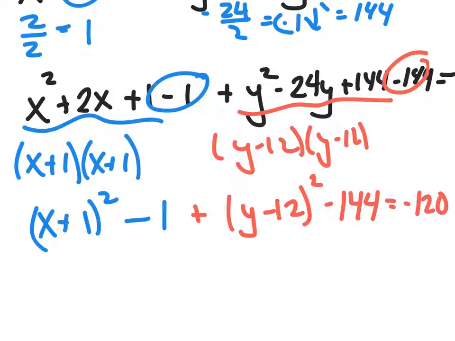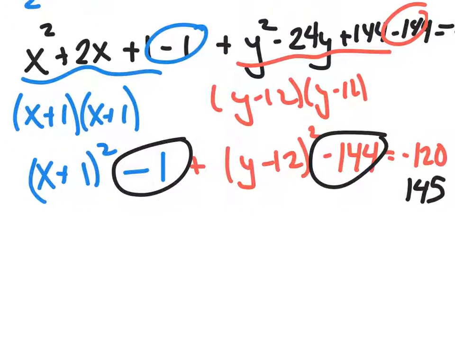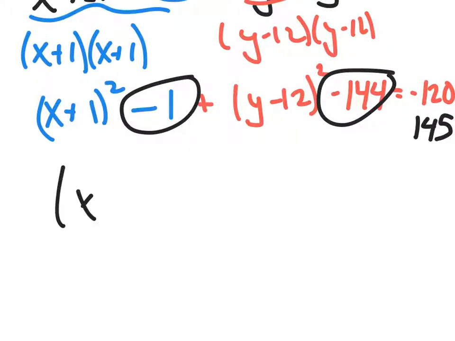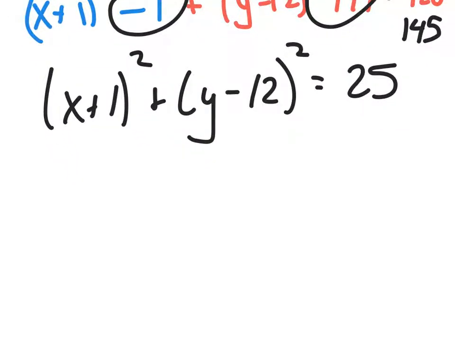Okay, now, these single terms are going to go together, so that makes negative 145, and I'm going to bring those over to the other side, so I'm going to add over 145. So now I've got x plus 1 squared plus y minus 12 squared equals 25. So now I am in the standard form for the equation of a circle.